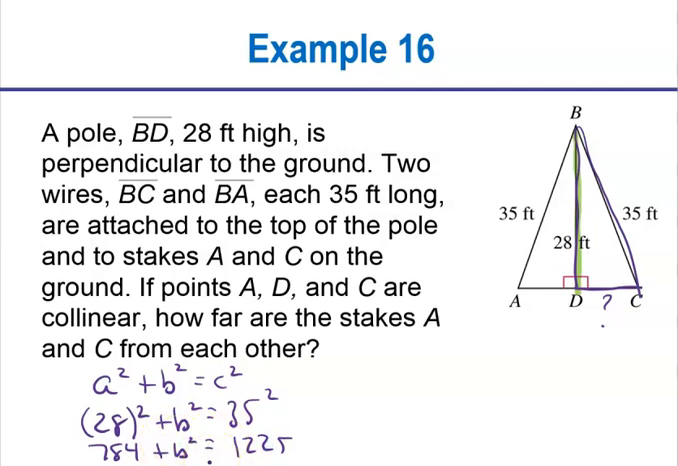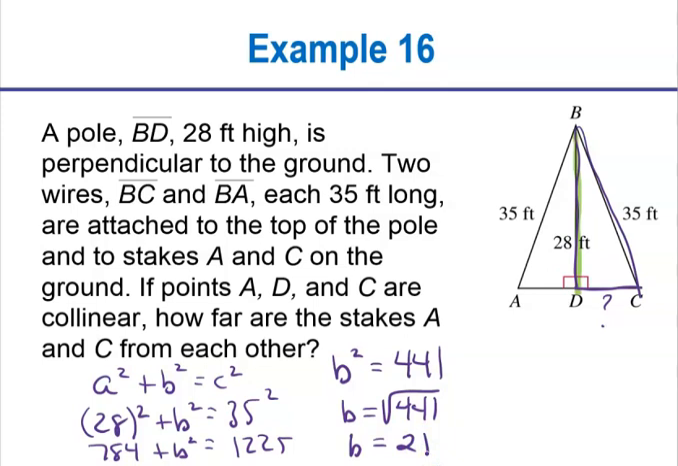So what am I going to do? Well, I'm going to use my property of equality and subtract 784 from both sides. That's the addition property of equality. We're really adding a negative 784 to both sides of this equation. So that gives me b squared is equal to 1,225 minus 784, which is 441. Then I use my square root property and calculate the square root of 441. And that gives me the result that b is equal to 21.